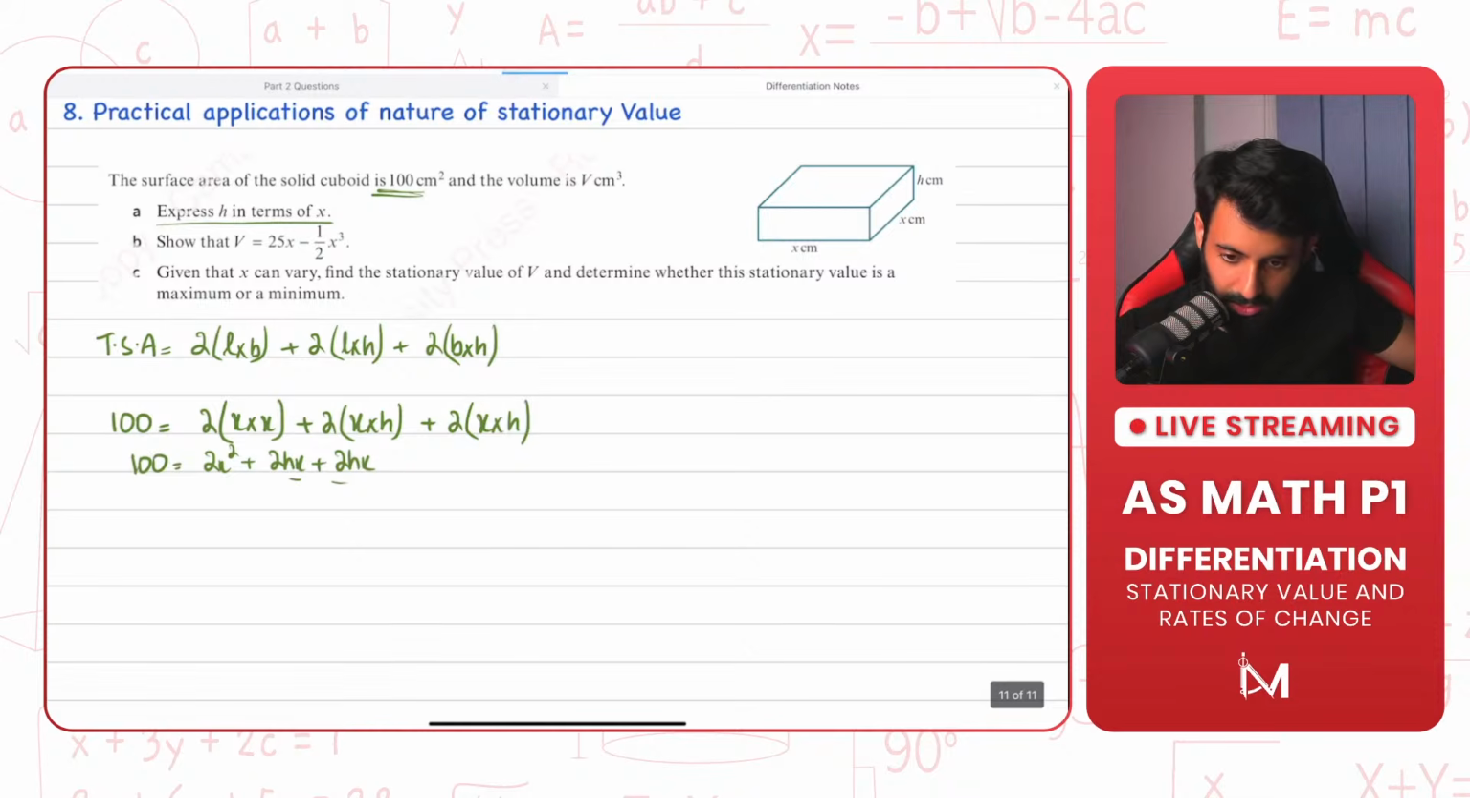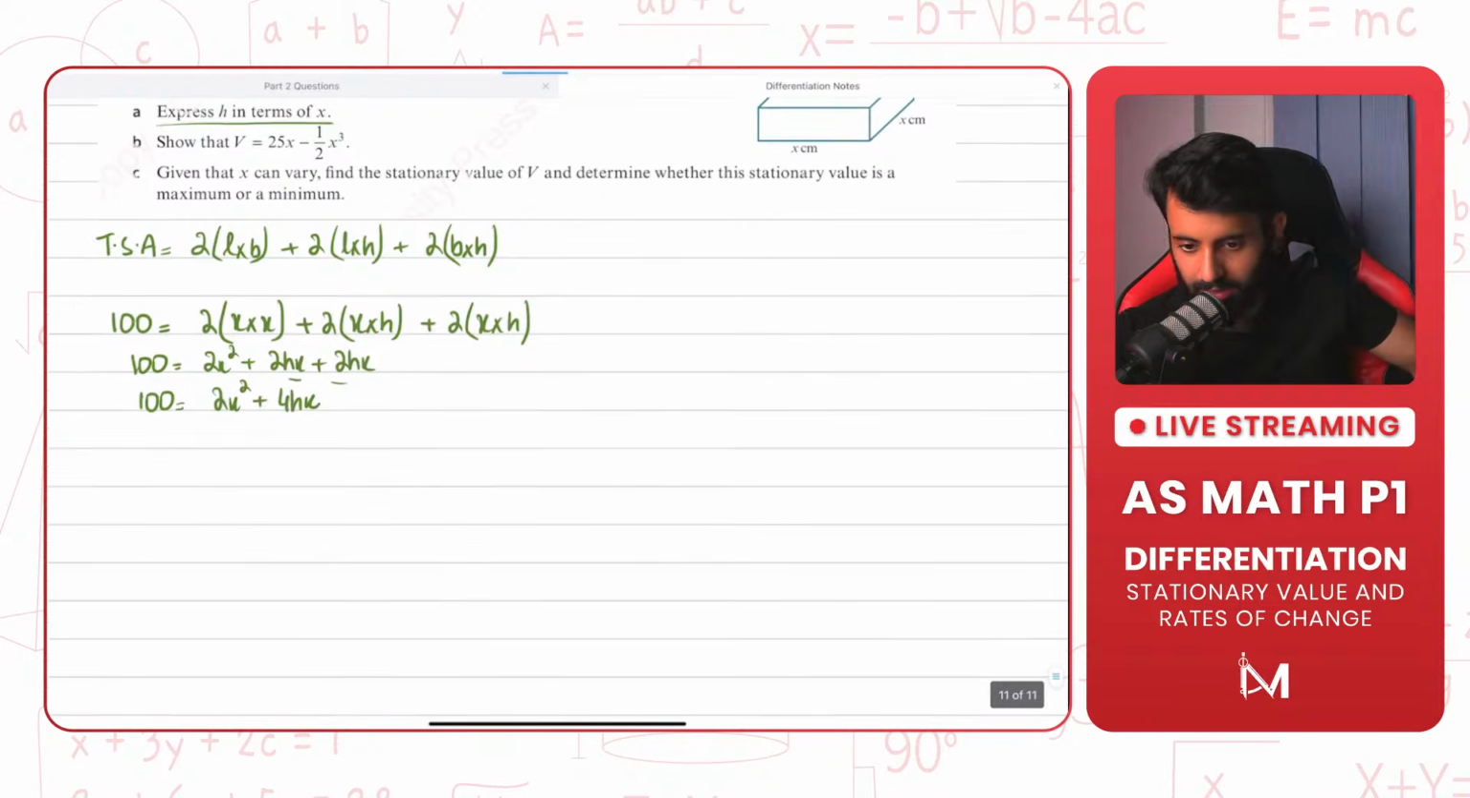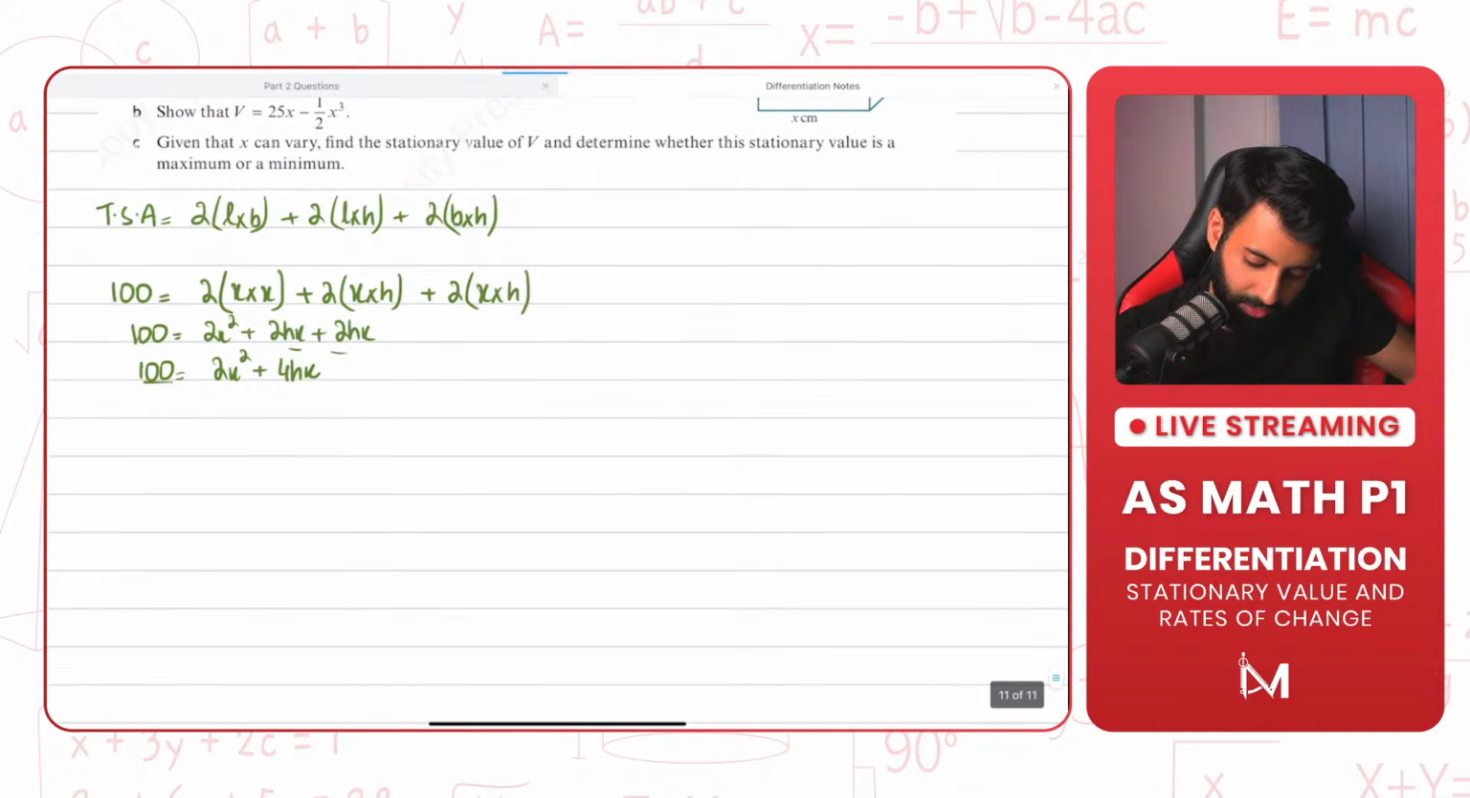Now, these two can be added further. So we have 100, which is equal to 2x square plus 4hx. Now, is there something that I can take common? Yes, I can divide the entire equation by 2, and I'm going to do just that. I'm going to divide both sides by 2. So we have 50, which is equal to x square plus 2hx.